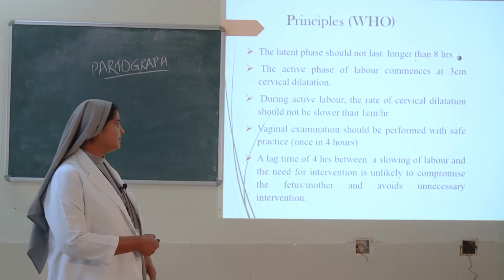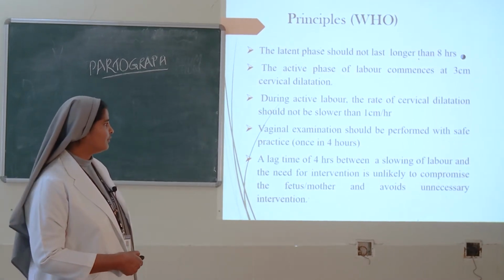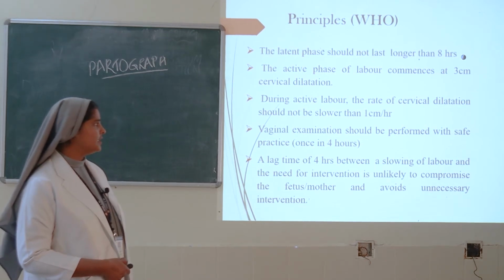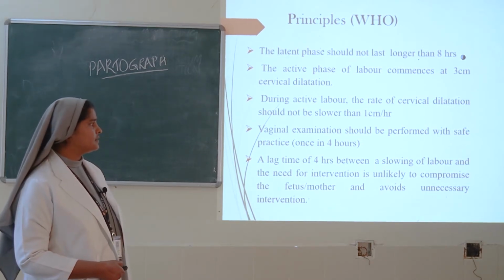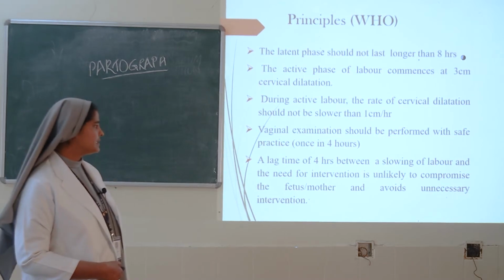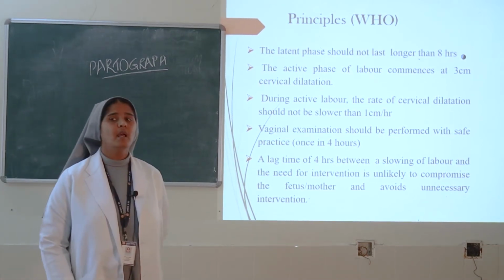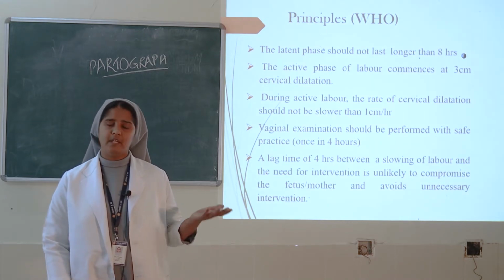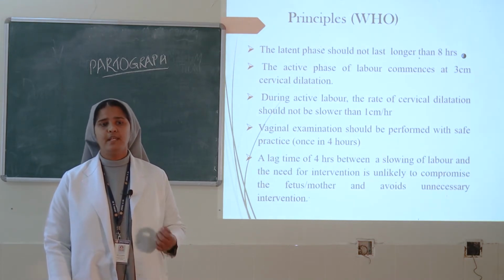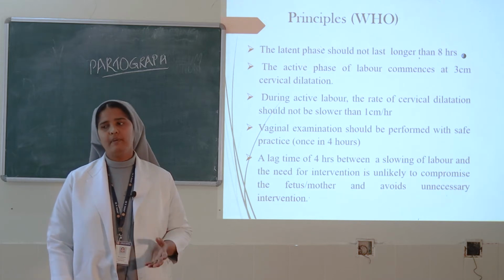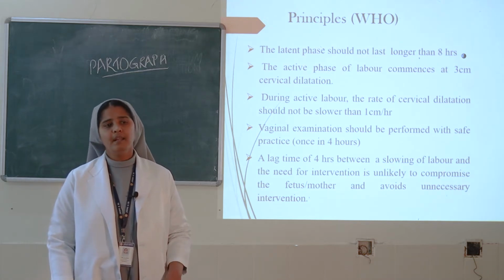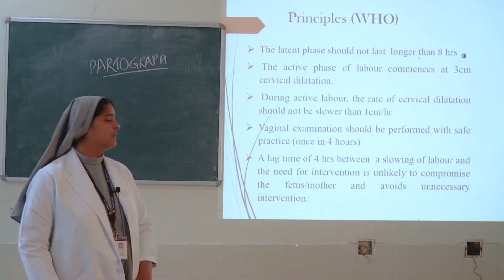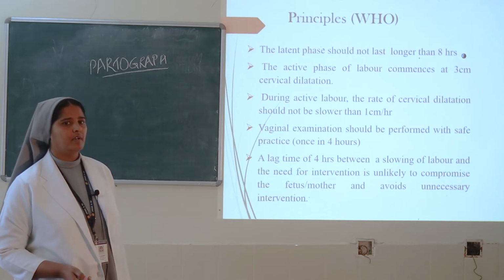And the last principle is, a lag time of 4 hours between a slowing of labor and the need for intervention is unlikely to compromise the fetus or mother and avoid unnecessary intervention. This principle says we can expect 4 hours of delay in the labor. So even if it is in the active phase or the latent phase, 4 hours delay we can expect, and we should not hurry up. So that may be a normal finding. So these are the principles of partograph.